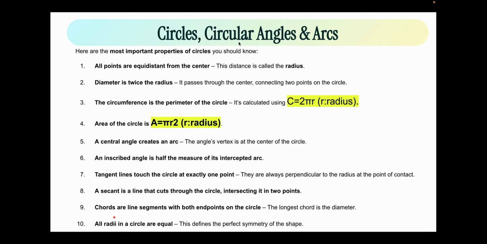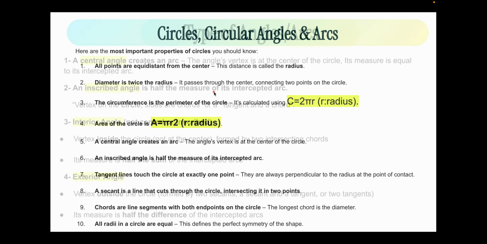So let's start by looking at some of the most important properties of circles. All points are equidistant from the center. This distance is called the radius. Diameter is twice the radius. It passes through the center, connecting 2 points on the circle.